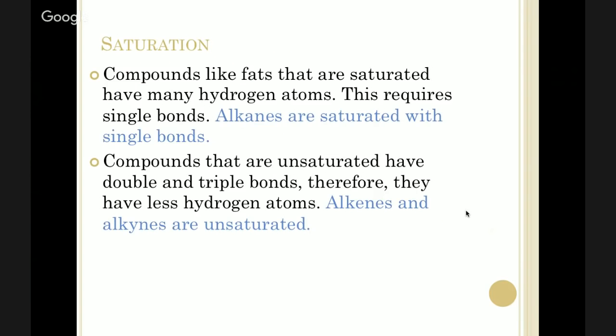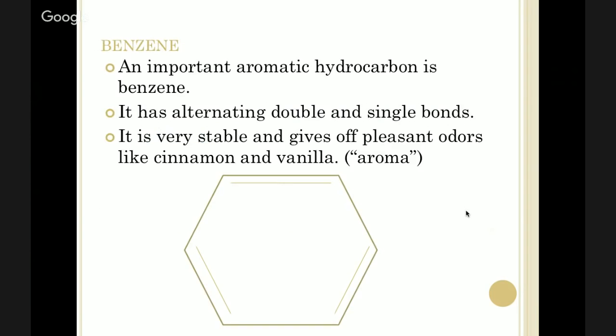Pretty straightforward, I feel. As I mentioned before, compounds like fats that are saturated would have a lot of hydrogen, and this requires single bonds. Alkanes that are saturated have single bonds. Compounds that are unsaturated have double and triple bonds, therefore they have fewer hydrogen atoms because they're using some of their bonds for carbons instead, so alkenes and alkynes are unsaturated.